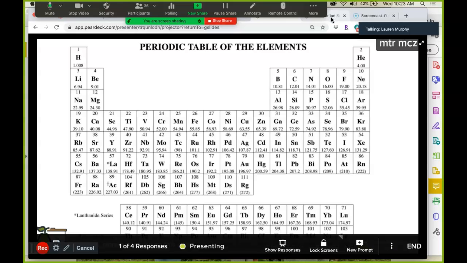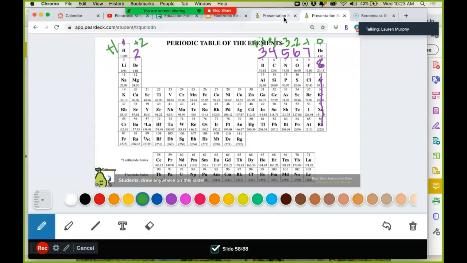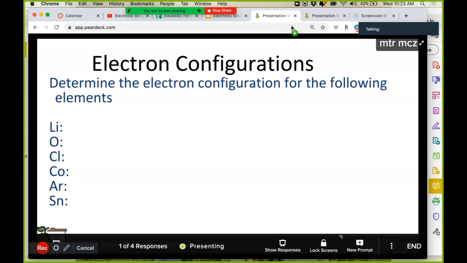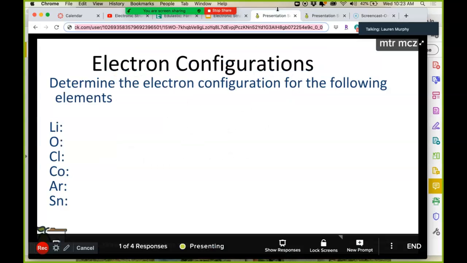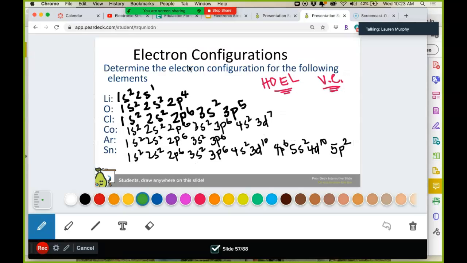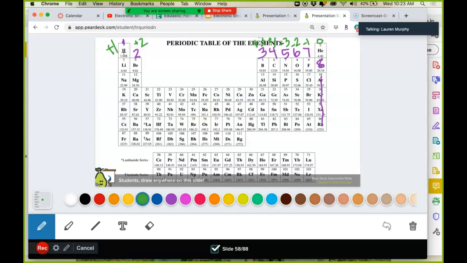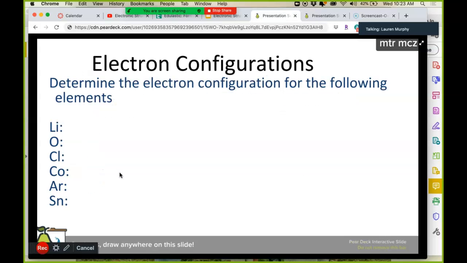So the first element we did was what? Lithium. Lithium, it's an alkali metal. Based on the cheating way, we remember that alkali metals had one valence electron. Right? All your alkali metals have one valence electron according to when we kind of taught you that off the bat.